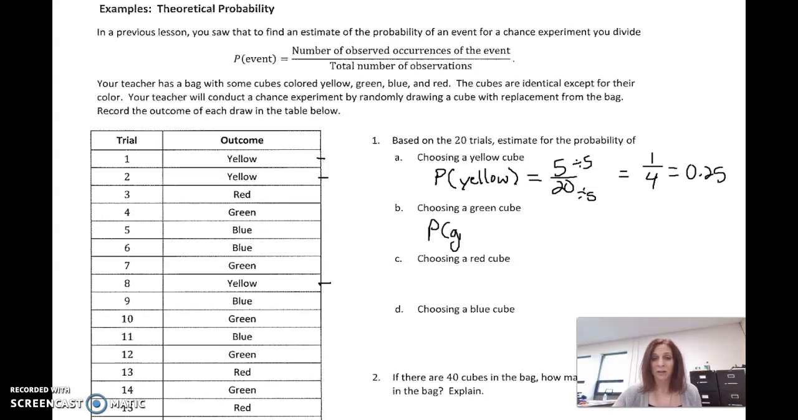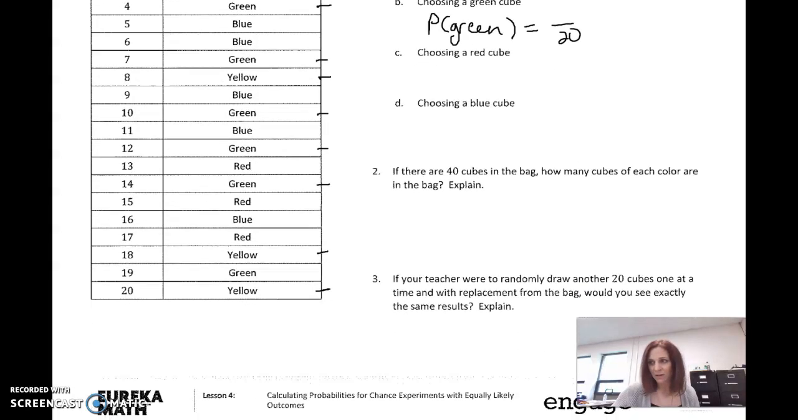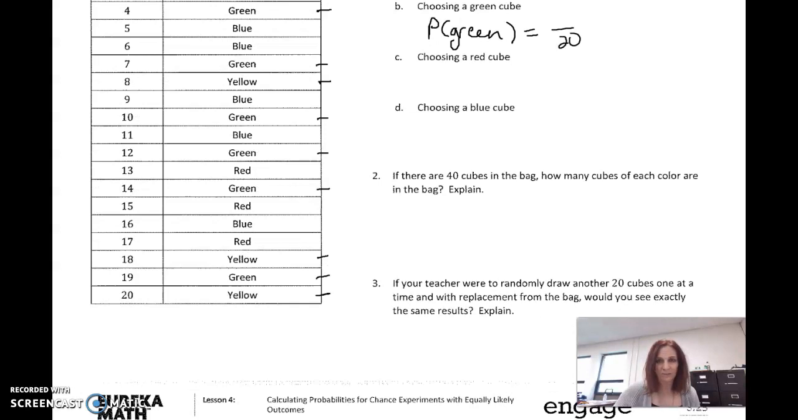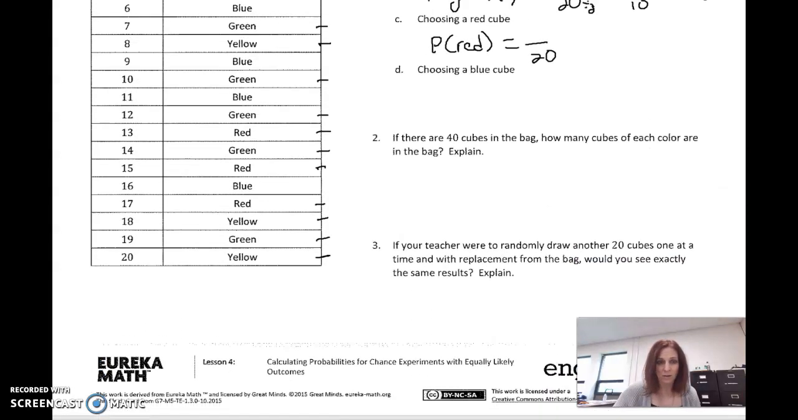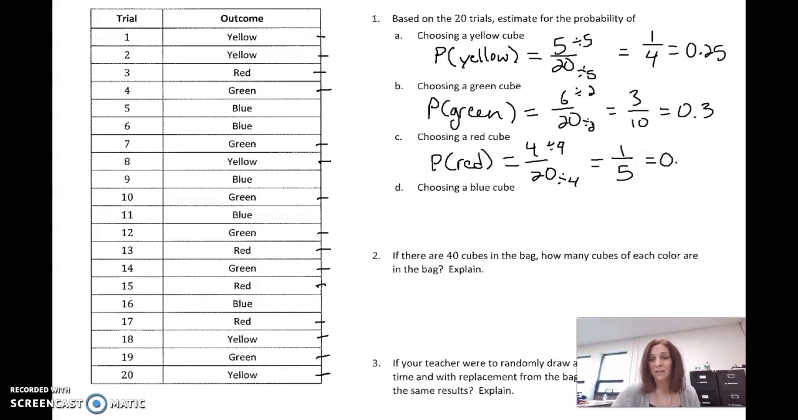Now let's do the probability of choosing green. Okay, so we count the number of greens, the total doesn't change. And so for green, we had 1, 2, 3, 4, 5, 6. So 6 out of 20, if you divide top and bottom by 2, we would get 3/10. Okay. Right, probability of red. 1, 2, 3, 4. Oh, that's it. So that'd be 4 out of 20. And if we reduce it by the common factor of 4, we get 1/5. And 1 divided by 5 is 0.2, or 2/10.